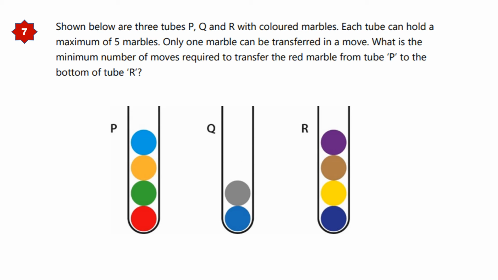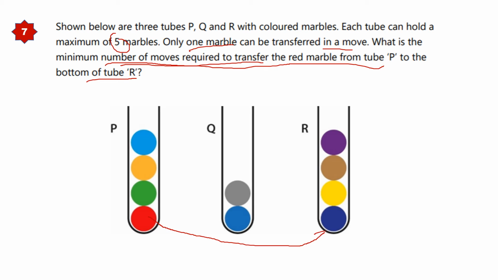Shown below are 3 tubes P, Q, and R with colored marbles. Each tube can hold a maximum of 5 marbles. Only one marble can be transferred in a move. What is the minimum number of moves required to transfer the red marble from the tube P to the bottom of the tube R? Okay, so that is the case. Required, okay. What is the minimum number of moves required to transfer this red marble from tube P to the bottom of tube R.